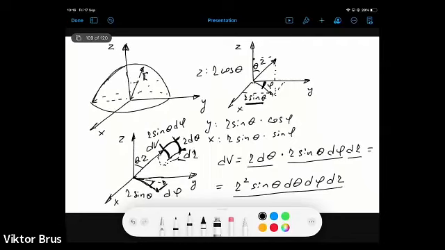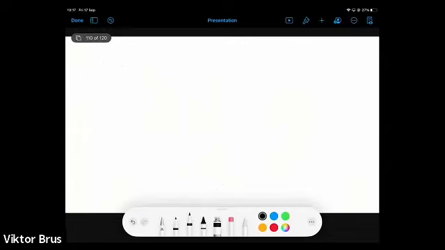This is in spherical system of coordinates, and in a linear system of coordinates, it would be just dx times dy times dz. However, since we have this symmetry feature of a sphere, it is convenient to use spherical system of coordinates. Until this moment, any questions? Because that should be crystal clear, because based on this, we will proceed further. How we define this elementary volume in the spherical system of coordinates. Okay, looks like clear. Good.